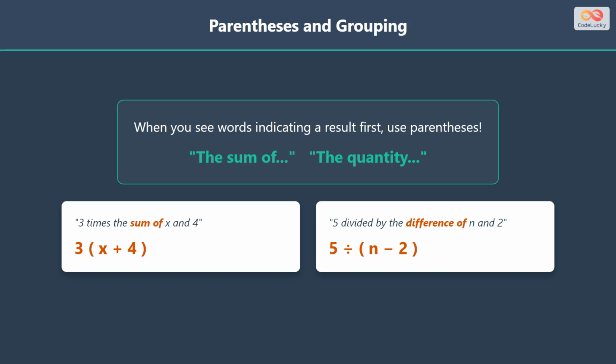Sometimes you need to group things together. If you see the sum of or the difference of being used as part of a larger phrase, it often implies parentheses. For example, 3 times the sum of x and 4 means you first add x and 4 inside parentheses, and then multiply by 3.